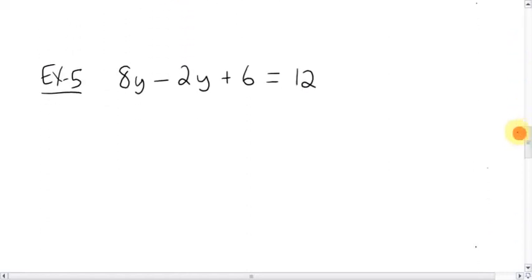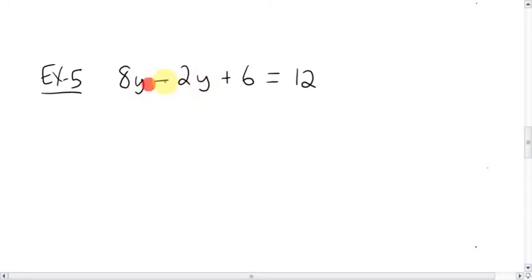Okay. What about this? Now we're stepping things up. Remember, this equal sign is like a brick wall. The 12 doesn't even know what's happening over here, and all these guys over here have no idea there's a 12 on the other side. It's like a brick wall. On this side of the equal sign, you've got 8y minus 2y plus 6. What's bugging you about this question?